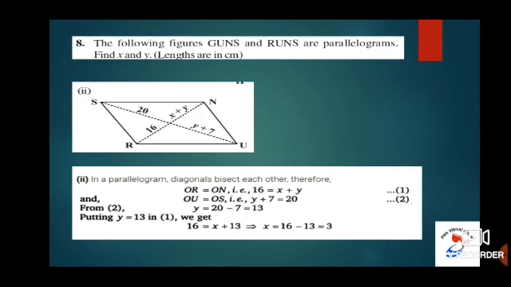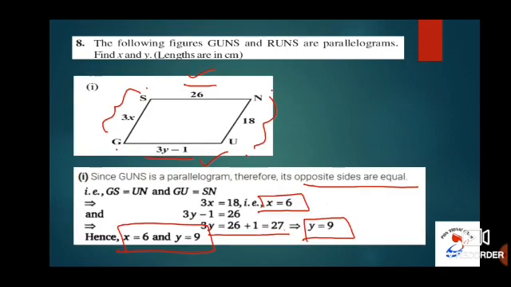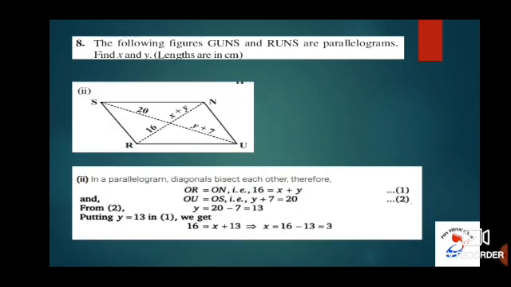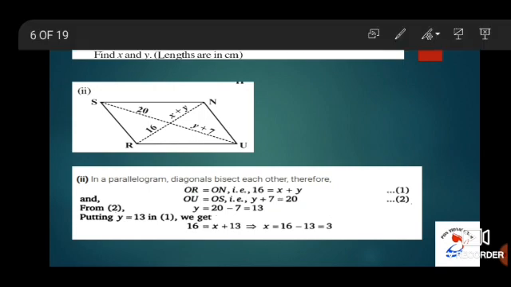Now it is subdivision 2. In previous subdivision we have seen for GUNS. Now it is subdivision 2, that is RUNS. Again it is a parallelogram. Here also you have to find out the unknown values of X and Y. Moreover, you also know that in a parallelogram, the diagonals bisect each other. Therefore, you can say OR is equal to ON. Now take this point as O. So OR is equal to ON.